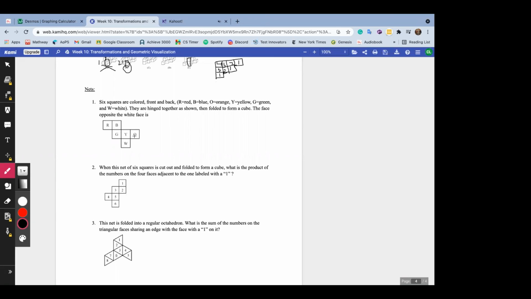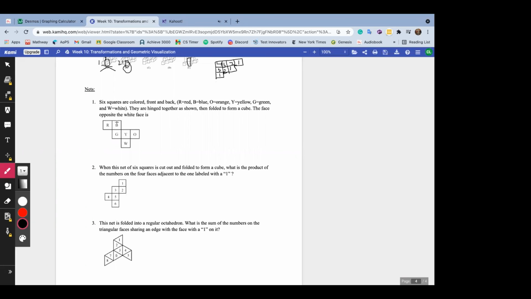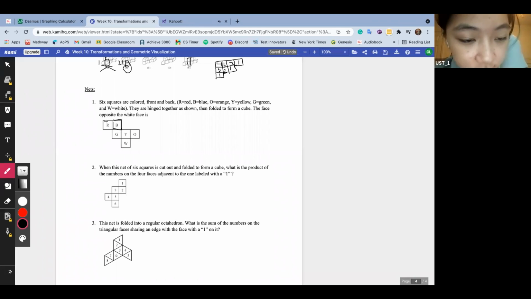Because if you fold it, the red would be on the left side, the green would be on the bottom, the blue would be on the back, the white would be in the front, the yellow would be on the right side, and the O, which is the orange, would be on the top. You see, that is why it is blue, because when you imagine it folded, blue would be the opposite of white. Just imagine that you're folding the cube in your mind, and then you figure out what is the opposite of what. Which is blue. Okay, so that one was pretty easy. If you just imagine you're folding it, you'll see that the opposite of white will be blue.